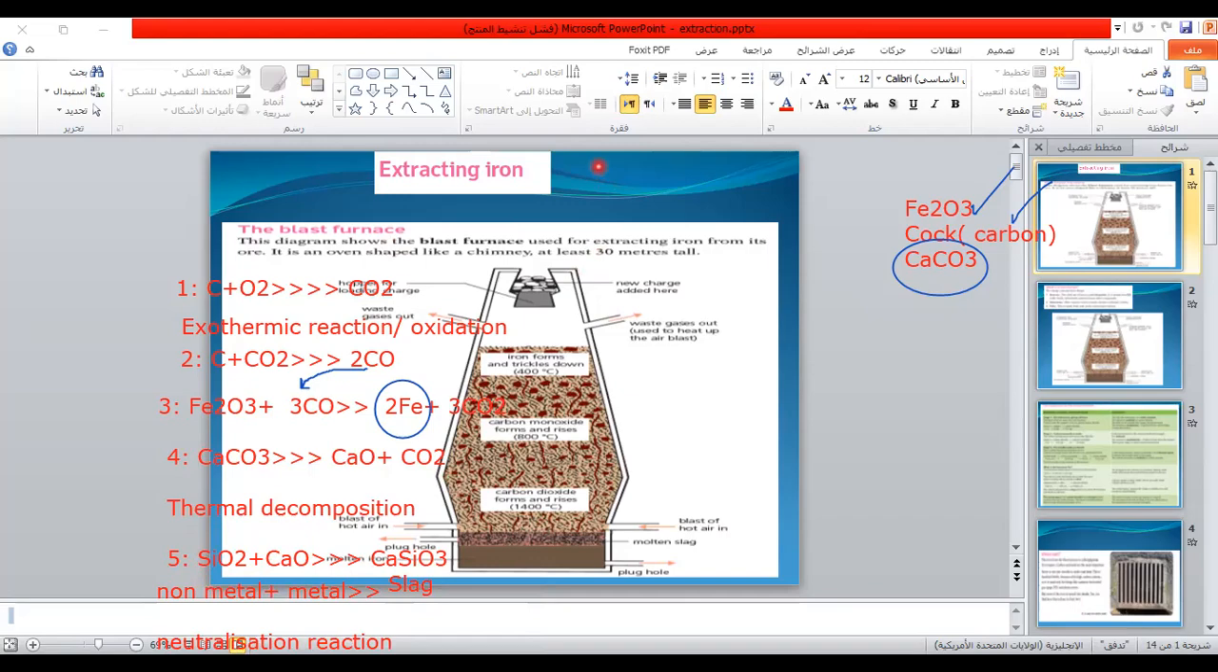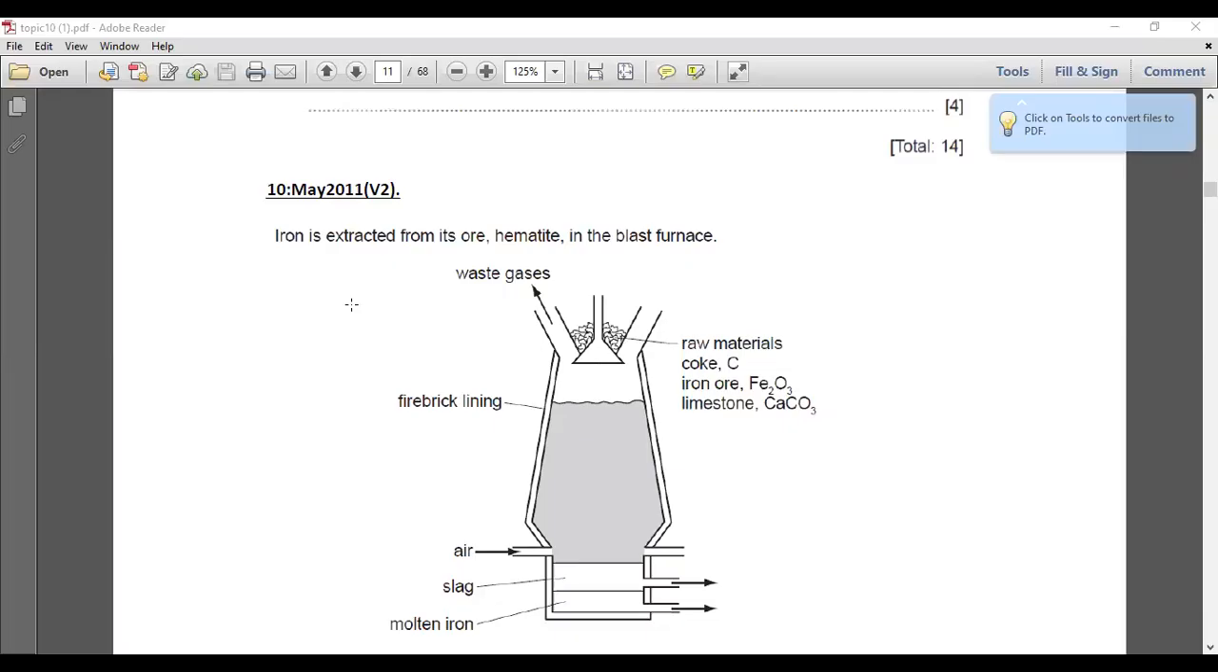If I need to check a question about extraction of iron, I can check here with you. How can the examiner ask you about extraction of iron? So may I ask Abdurrahman to read the question here, then explain. Okay, Abdurrahman, go ahead. Read the question.